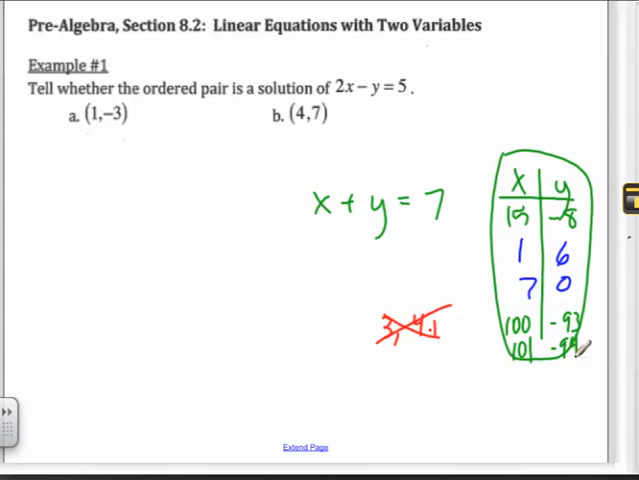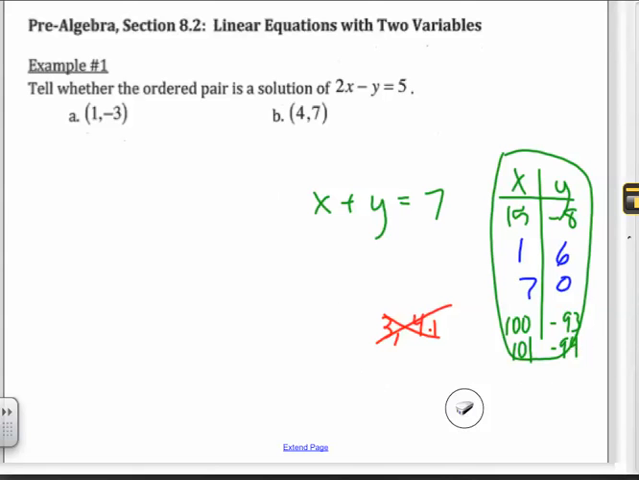How can I figure that out? How did I figure it out with this one, with x plus y? What did I do to figure out if it was a solution? Albert? I plugged it in and just saw if it was true, right? So that's what I need to do for these over here. 1 and negative 3 and 4 and 7. I just need to plug them in and see if they give me a true statement.